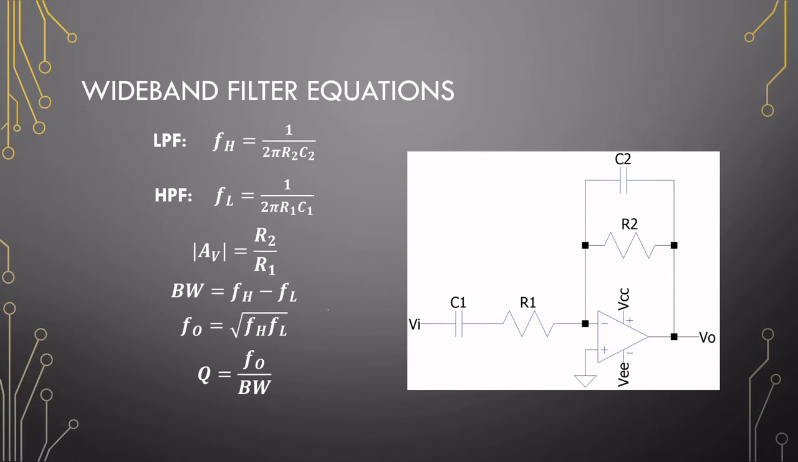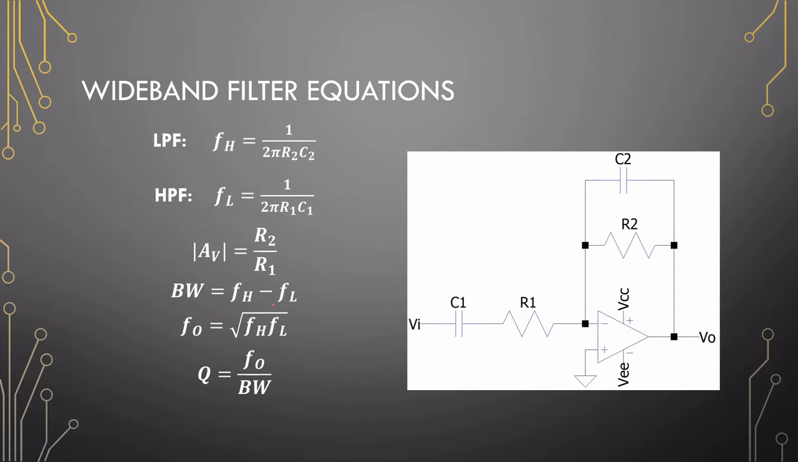Okay, so for the equations, the higher frequency is determined by R2 and C2, and the lower cutoff frequency is determined by C1 and R1. It's kind of confusing with the low pass being the higher and the high pass being the lower cutoff frequency, but that is due to their positions.